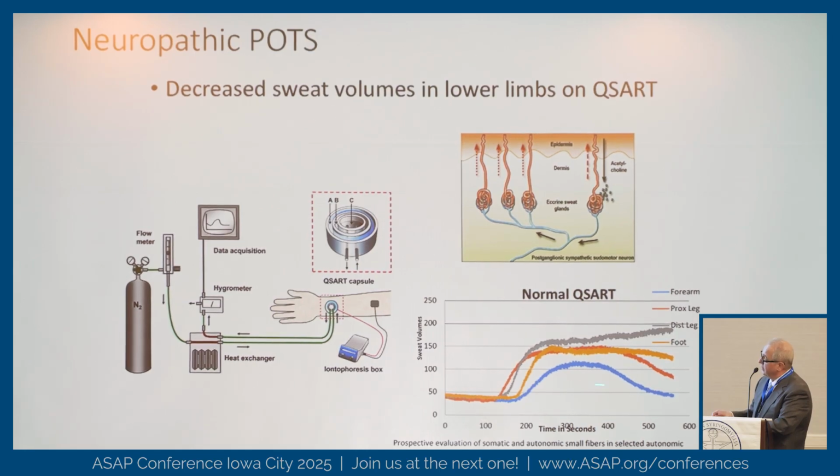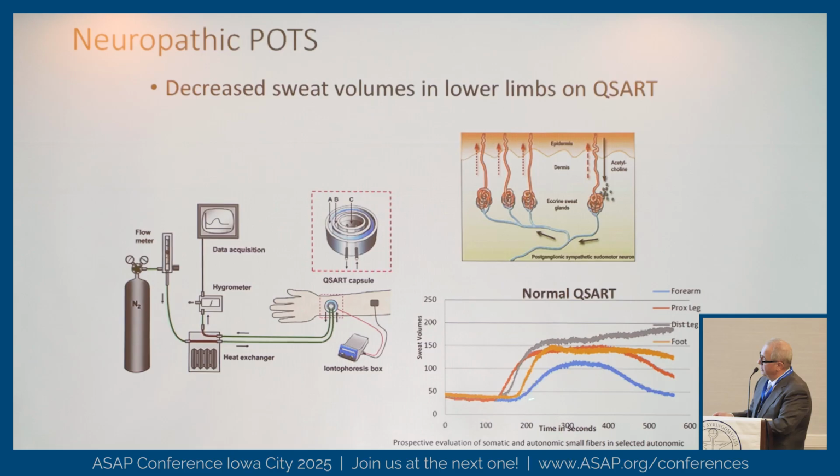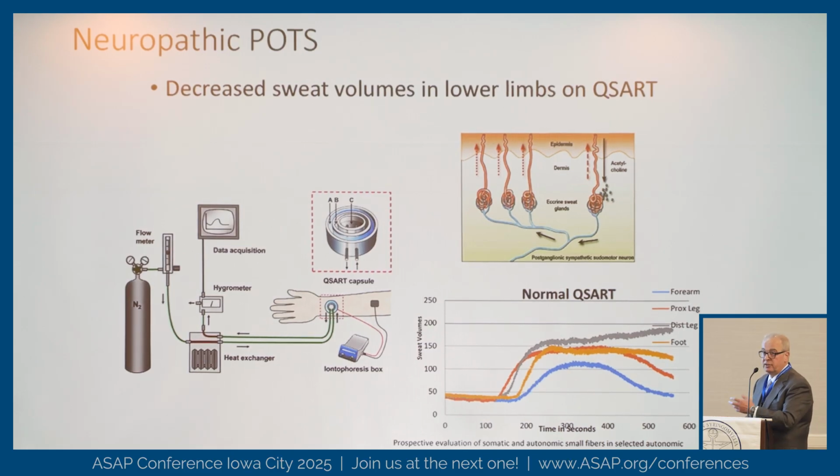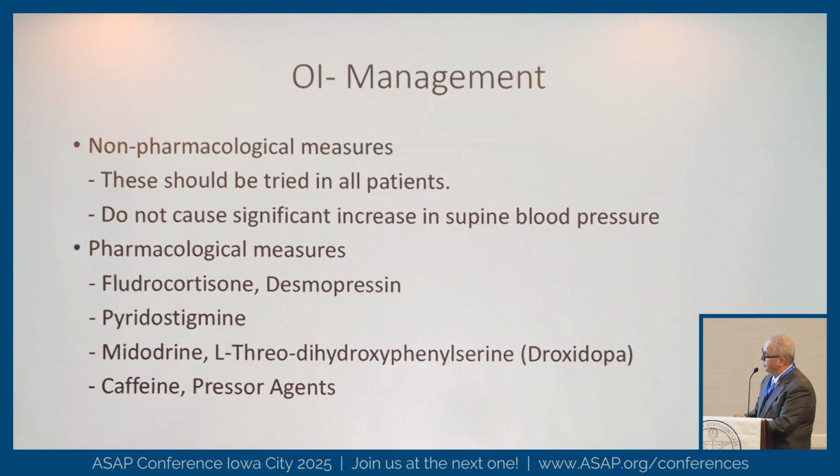And normally you should sweat like that. And patients with neuropathic POTS, usually typically 1 or 2 responses will be flat or very small. That tells you they've had a nerve problem. Okay, how do we manage these patients?